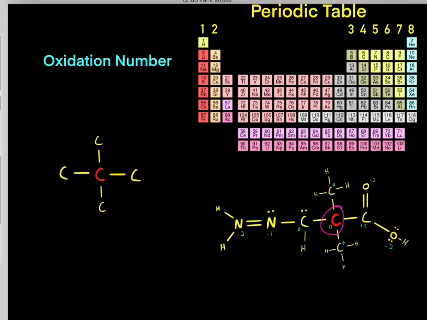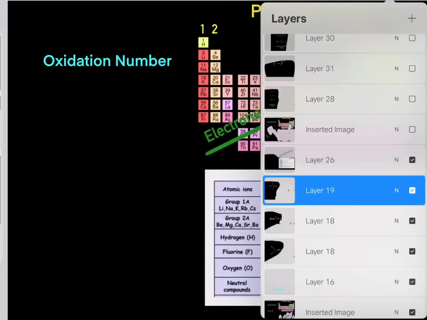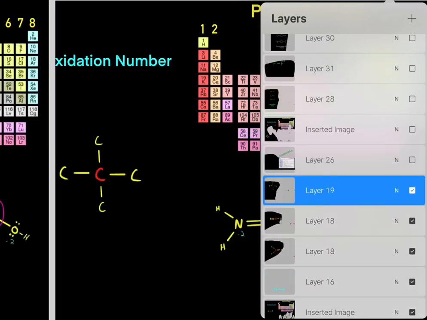So what about this particular carbon? Well, we see it has 4 tug-of-war battles, but every tug-of-war battle is with another carbon. So every single one of these tug-of-war battles is going to be a tie. So therefore, this carbon has an oxidation number of 0. It's won 0 battles and it's lost 0 battles, so it's going to have an oxidation number of 0.